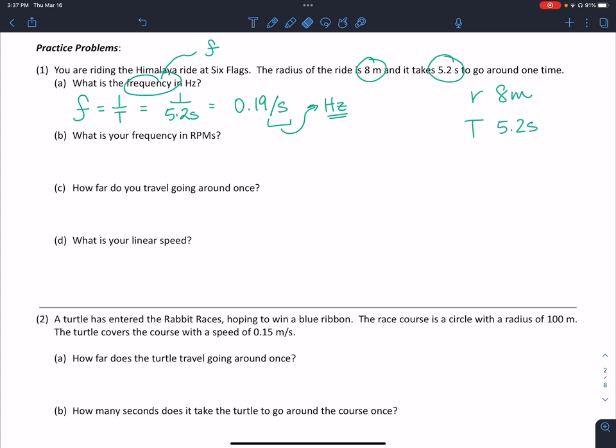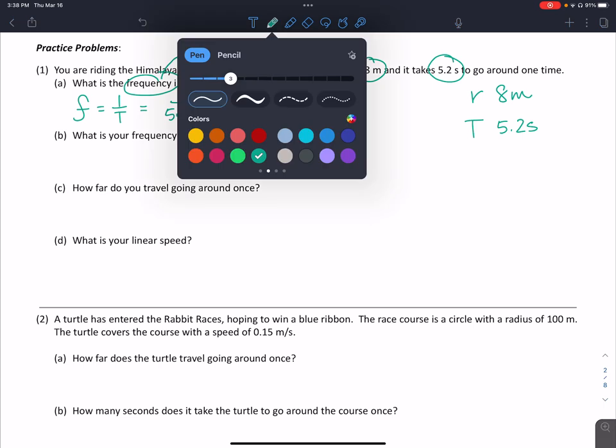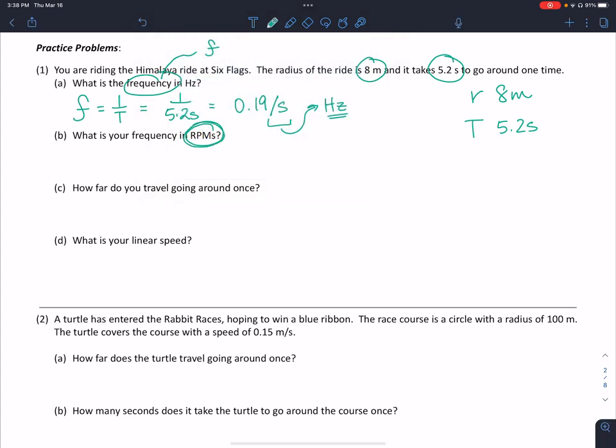Now it wants to know what is our frequency, but in RPMs, which is the same thing as revolutions per minute.